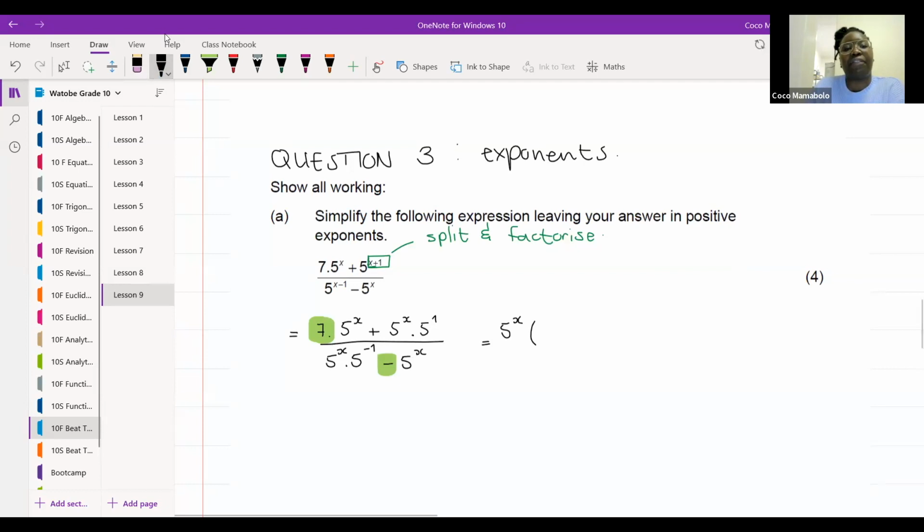Okay, good. So if I take 5 to the power of x out at the top, I'm going to have 7 plus, don't forget the 7, I mean the plus 5 to the power of 1, over. Now, what about at the bottom, guys? What are we going to do at the bottom? Good, Didi, again, we're going to take out the common factor, which is 5 to the power of x. Tell me, what do I have left? If I take out 5 to the power of x as a common factor, what am I going to have left?